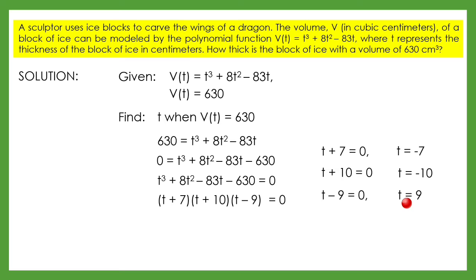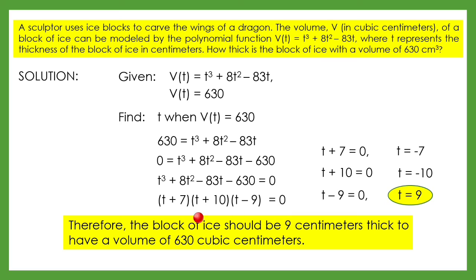So, ang hinahanap dito ay thickness. So, i-reject natin yung negative 7 at saka negative 10 since wala naman tayong thickness na negative. So, ang kukunin natin is t equals 9. Therefore, the block of ice should be 9 centimeters thick to have a volume of 630 cubic centimeters. Okay, so ganun mag-solve through factoring.